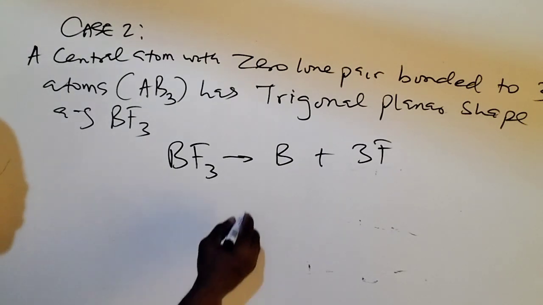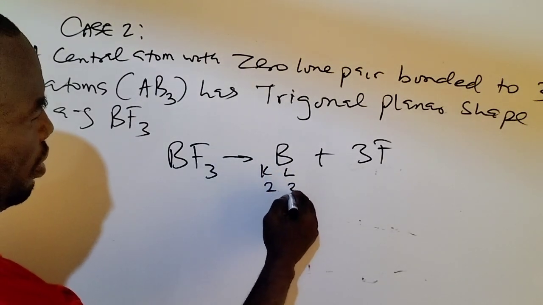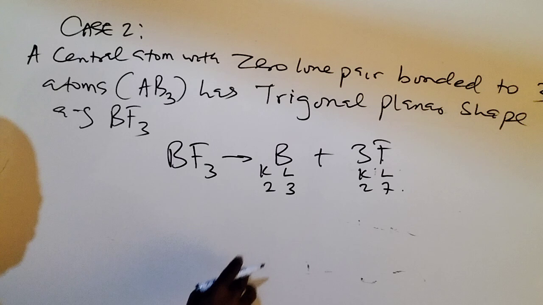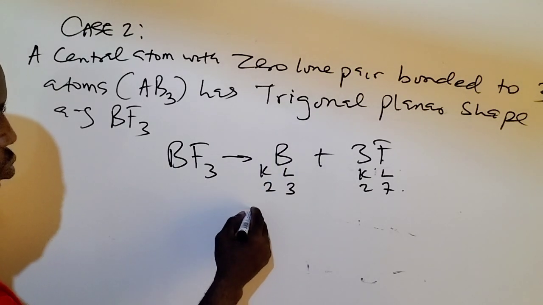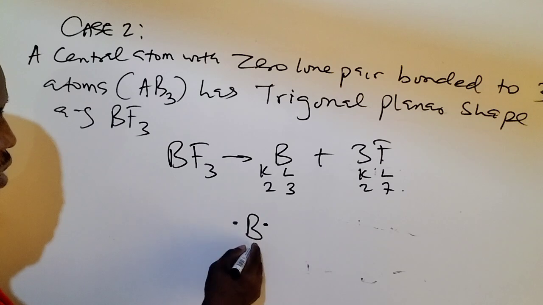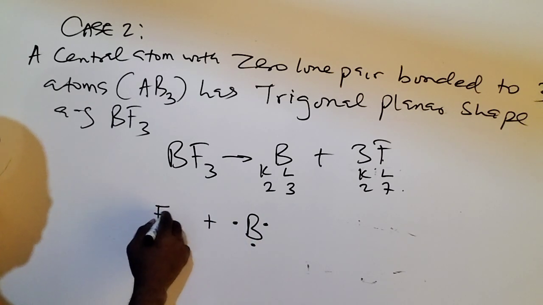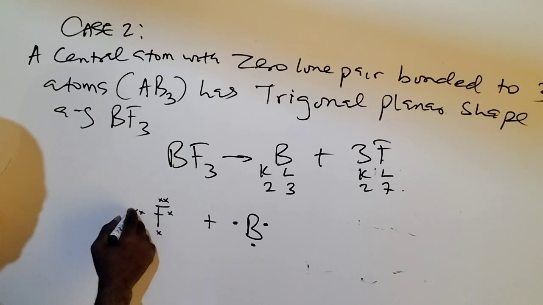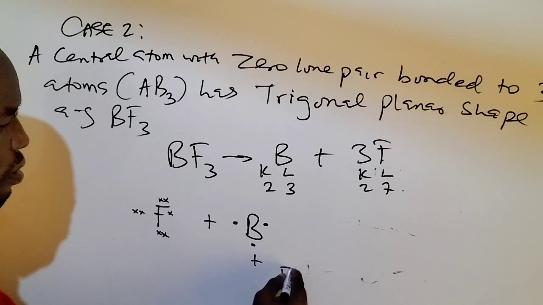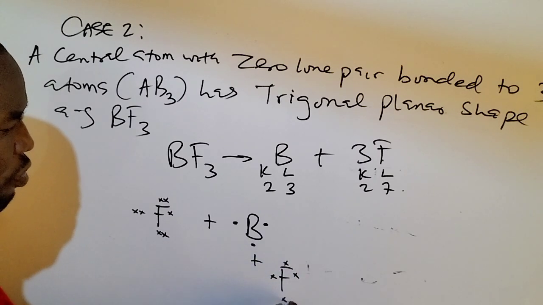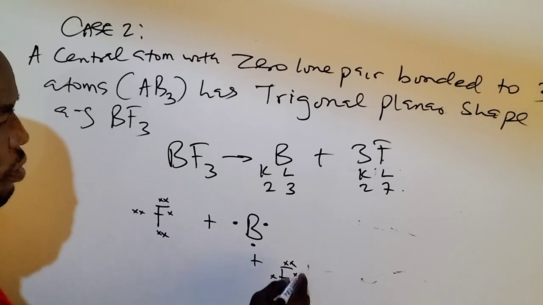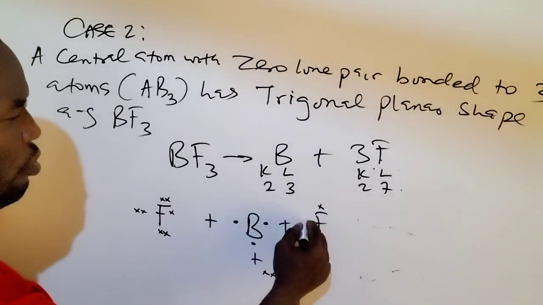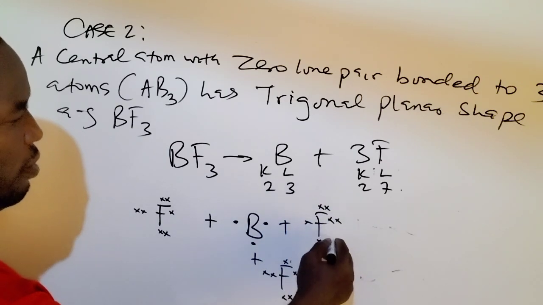The atomic number of boron is 5. The electron configuration is 2, 3. Fluorine is 9, with 2, 7, being a halogen. So we draw the Lewis structure of boron. Boron has 1, 2, and 3. Fluorine has 7 in the outermost shell by the Lewis structure: 1, 2, 3, 4, 5, 6, 7. And that fluorine here, 1, 2, 3, 4, 5, 6, 7. Let me put the 7th one here, okay? And that fluorine here, 1, 2, 3, 4, 5, 6, 7.